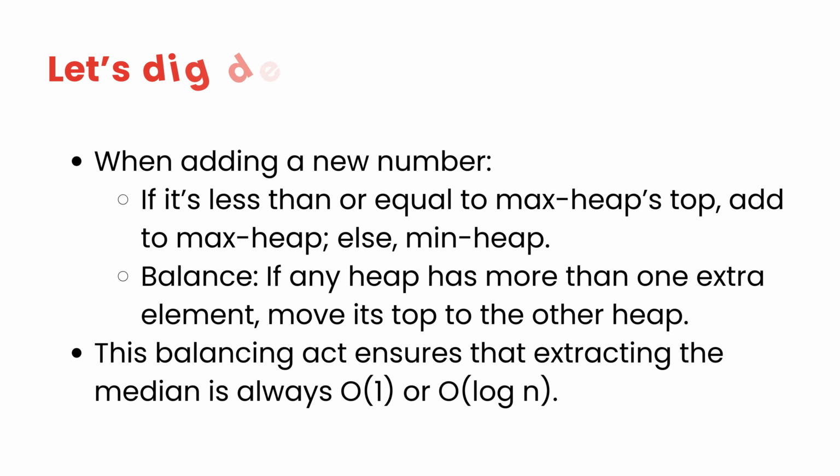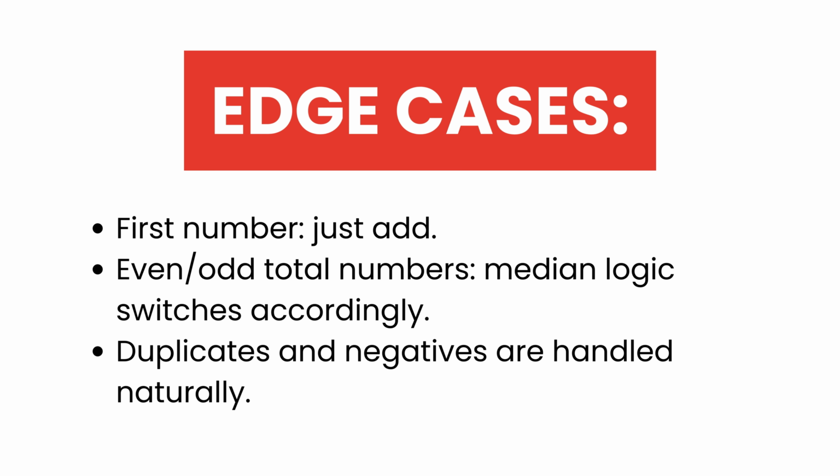Let's go deeper. When adding a new number, if it's less than or equal to the max heap's top, add to max heap, else, min heap. Balance: if any heap has more than one extra element, move its top to the other heap. This balancing act ensures that extracting the median is always O(1) or O(log n). Edge cases. First number, just add. Even or odd total numbers, the median logic switches accordingly. Duplicates and negatives are handled naturally.